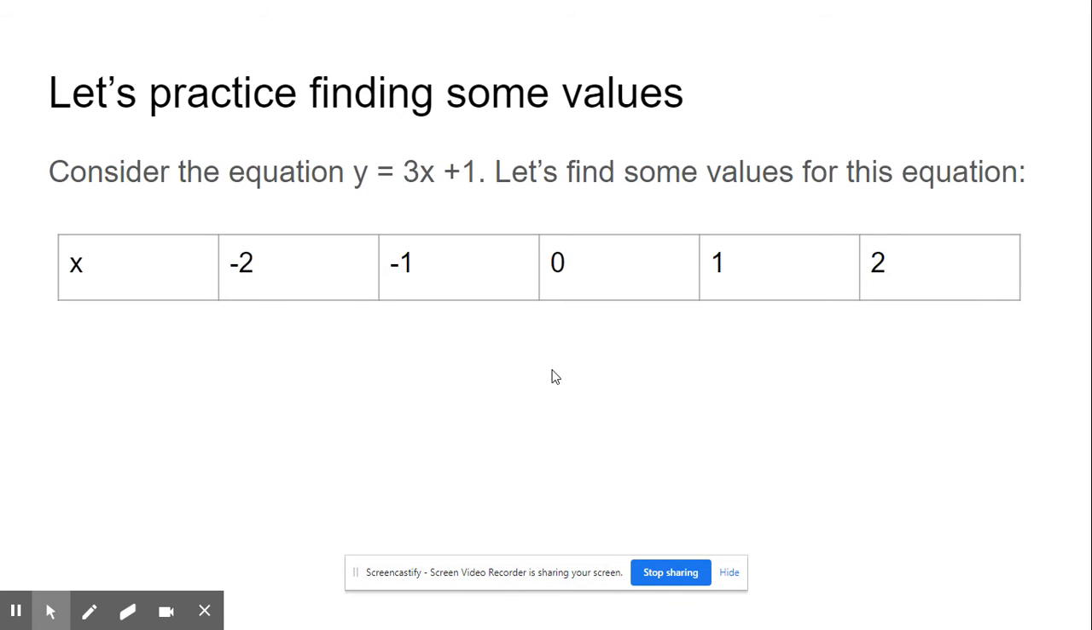But before we dig into inverses, we're going to practice finding some values of equations. So consider the equation y equals 3x plus 1. Let's find some y values for this equation. I've given you some x values. Take a minute or so to calculate what the y values will be.